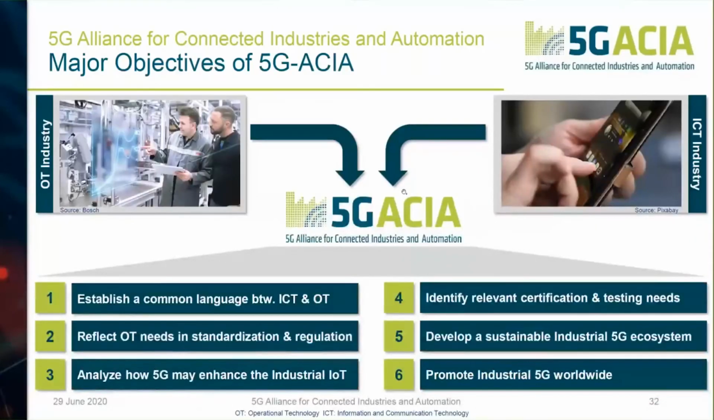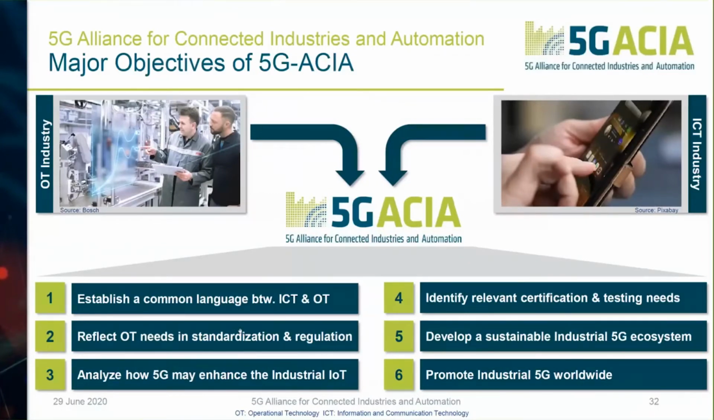So 5G-ACIA is all about providing a forum globally for bringing the OT industry and the ICT industry together. If we want to make sure that industrial 5G becomes a success, we need a close collaboration between the different worlds. Previously, these have been disjoint ecosystems, the telco world, the ICT industry, and the OT industry. But now we need this collaboration to jointly make this a success. And that's what 5G-ACIA is all about. So 5G-ACIA should help. Some major objectives are shown here: to establish a common language between both worlds.